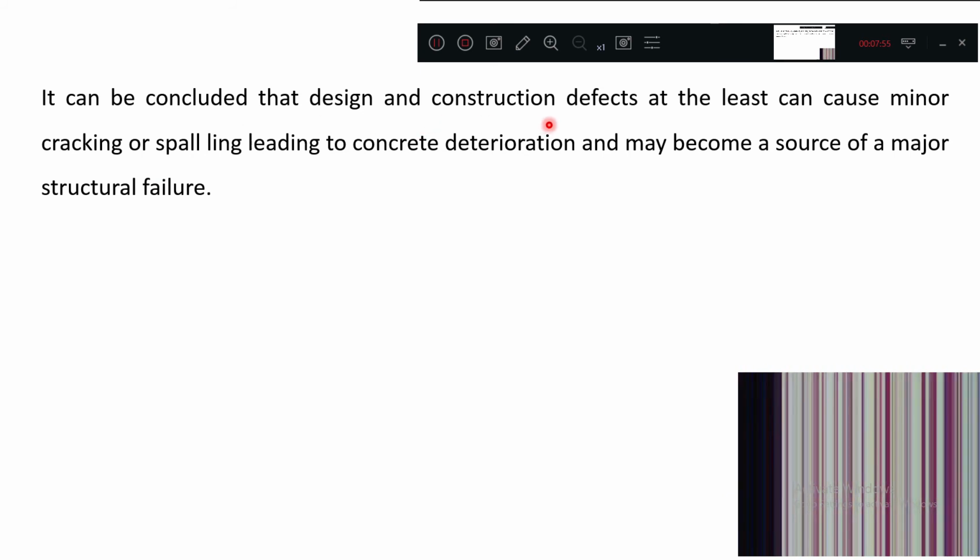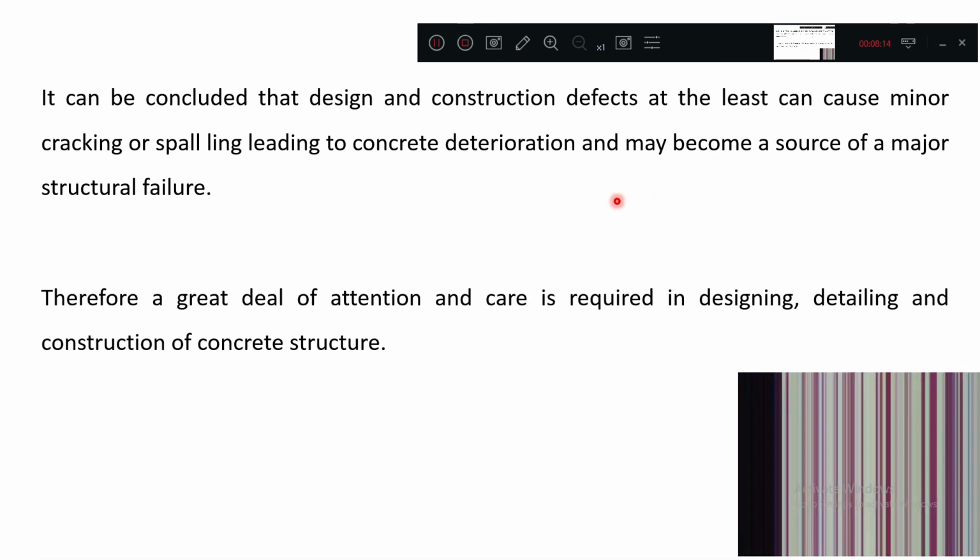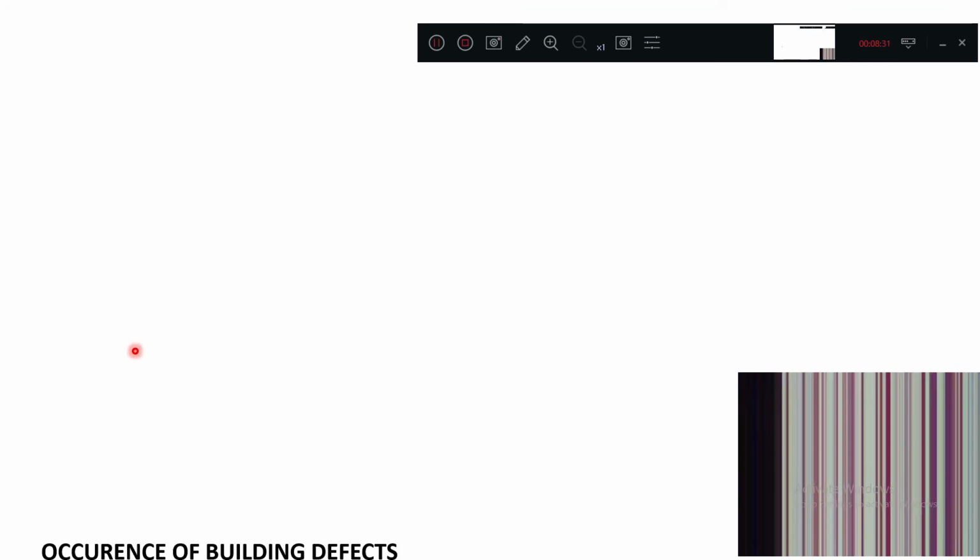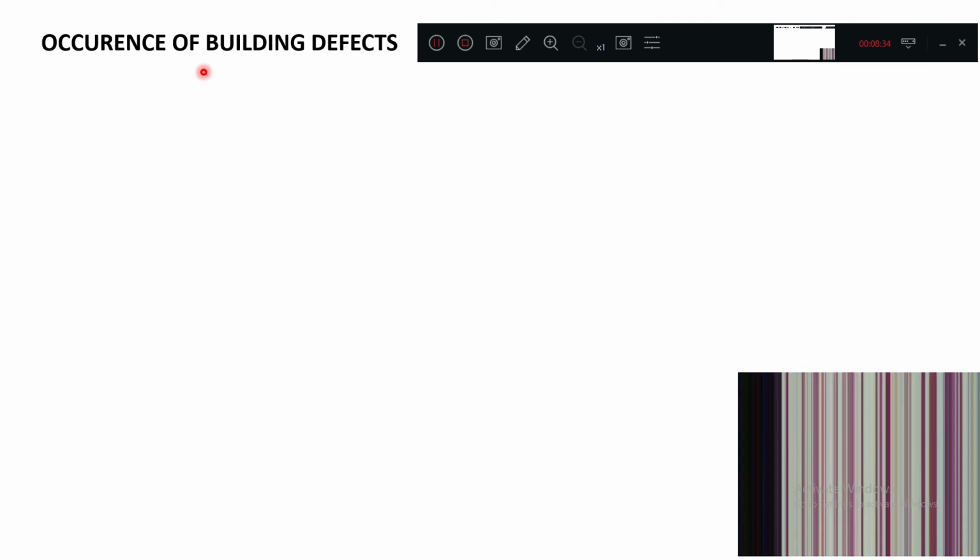It can be concluded that design and construction defects, at the least, can cause minor cracks and spalling, leading to concrete deterioration. At a later stage, the concrete will start deteriorating and may become the source of a major failure. Therefore, a great deal of attention and care is required in design, detailing, and construction. Detailing means the diameter and spacing of the bars, and construction means supervision and construction stage.